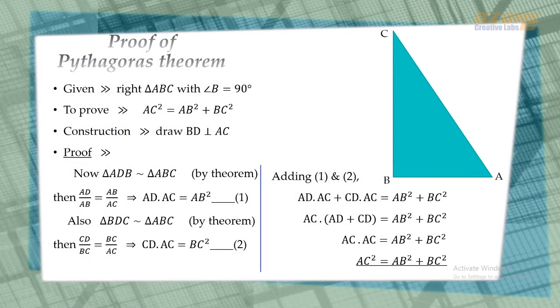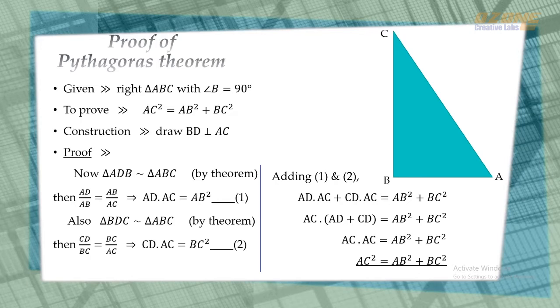Next we'll go through proof of Pythagoras theorem based on similarity of triangles. So here a right angled triangle is given, which is right angled at B. Now we need to prove that the hypotenuse square is equal to base square plus height square, that is AC square equal to AB square plus BC square.